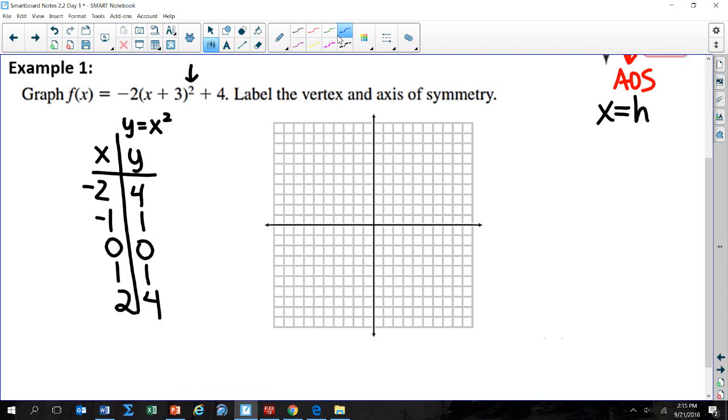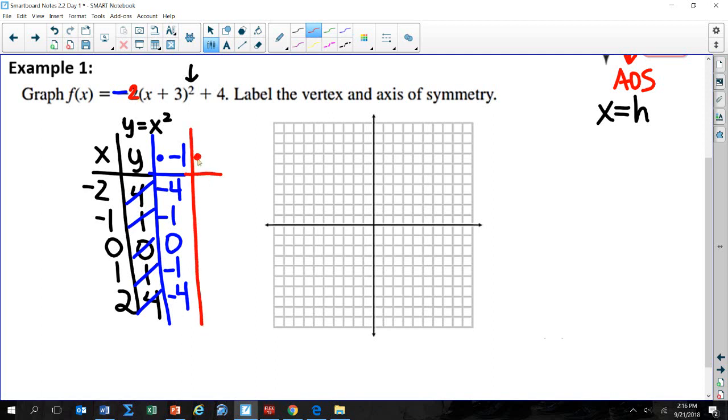Now I'm going to go through each part. I'm going to start with the negative out front. The negative is a vertical reflection in the x-axis. Because it's a vertical change, I'm going to change all my y values. It becomes -4, -1, 0, -1, and -4 when I multiply everything by -1. Then the next part is this 2. The 2 indicates a vertical stretch by 2. Because it's vertical, again I change all my y values, stretching them by 2. So now I'll have -8, -2, 0, -2, and -8.